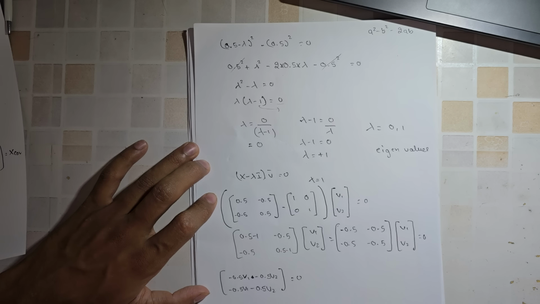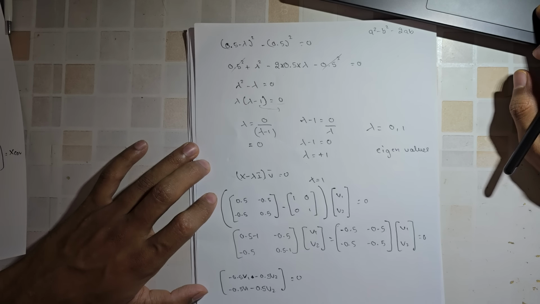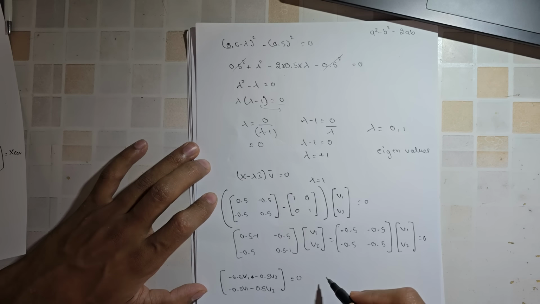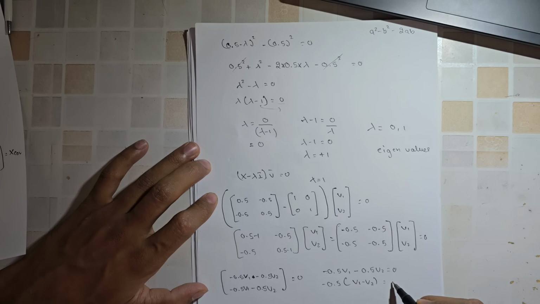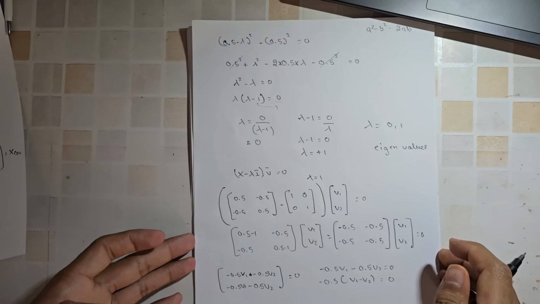So both, now we can assign this individual as 0, 0. So that will be your equation 1 and equation 2. Like we can just take like that. So you see, minus 0.5 into v1 minus 0.5 v2 is equals to 0. So now minus 0.5 we can take it as common. So what will be remaining? v1 minus v2, okay, which is equals to 0.